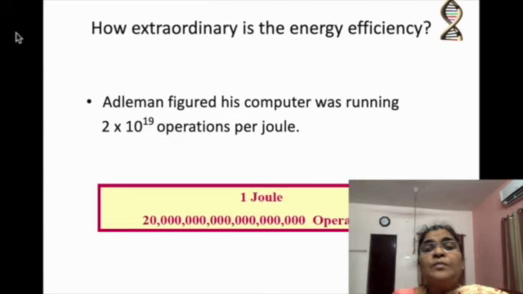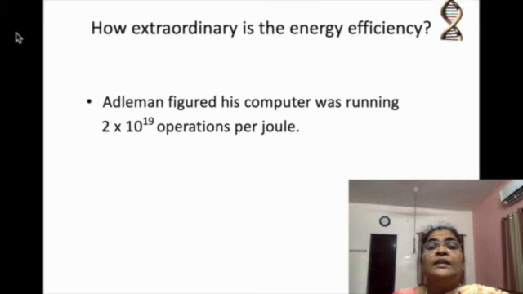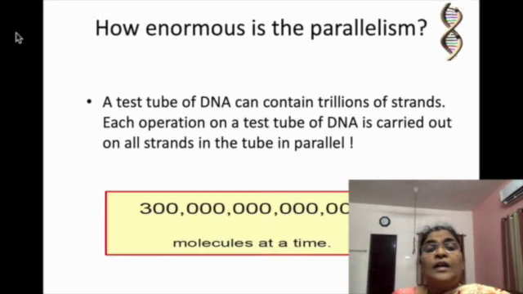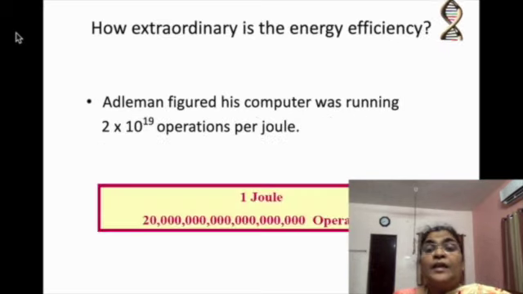The second important characteristic is parallelism. A test tube of DNA can have trillions of strands, and all of these strands can be operated on simultaneously. So this many molecules can be operated in parallel, and enormous parallelism can be achieved.